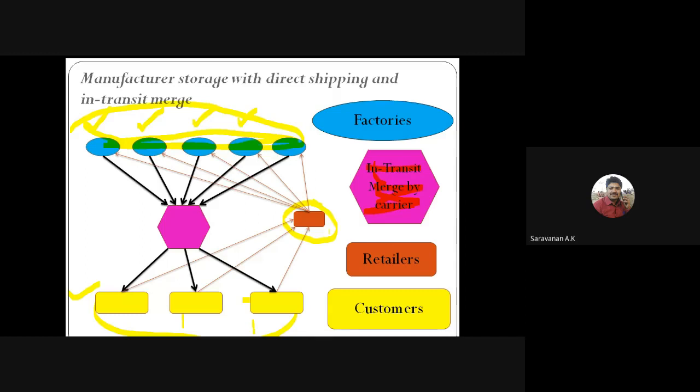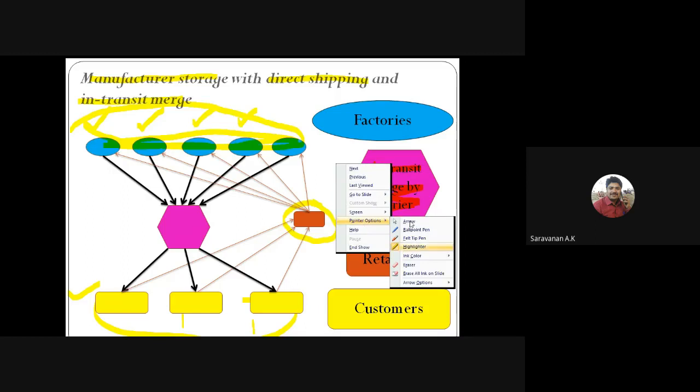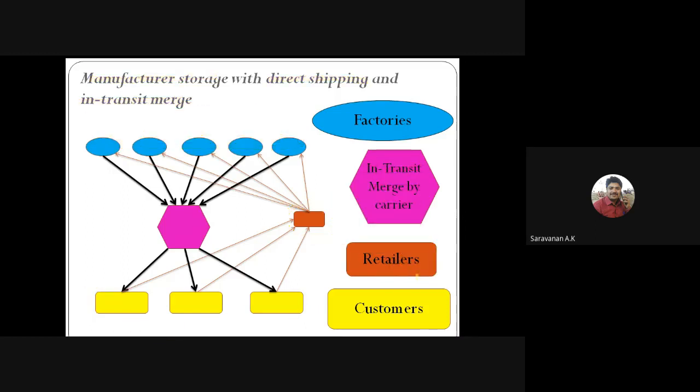In the in-transit merge, they assemble the product and deliver it to the customers. This type of design is called manufacturer storage with direct shipping and in-transit merge. So if you know what in-transit merge is, here we have different types of industries and factories.